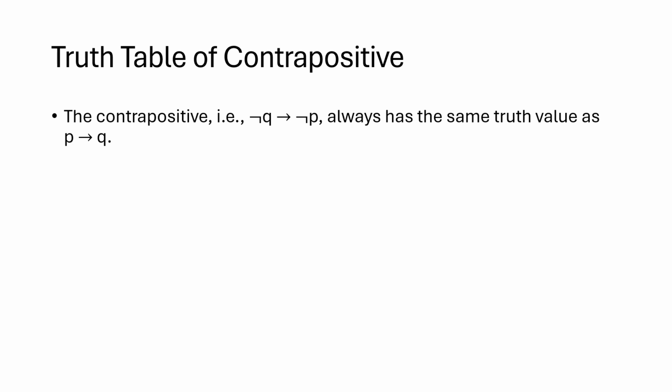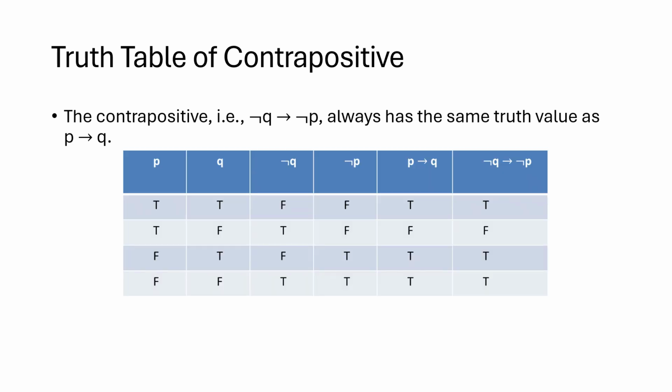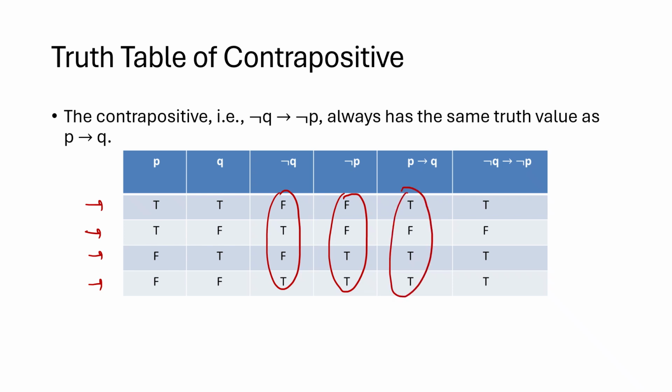Now, to make this more concrete, we can take a look at the truth table for the contrapositive. So as you can see, again, we have 4 possible cases. So our truth table has 4 rows, and we can look at the truth value of the negation of P and the negation of Q, which is basically whatever P and Q are, we reverse them. From there, we can construct if P then Q and its contrapositive. And you can see that on every row, they have the same truth value, which means that they are equivalent.